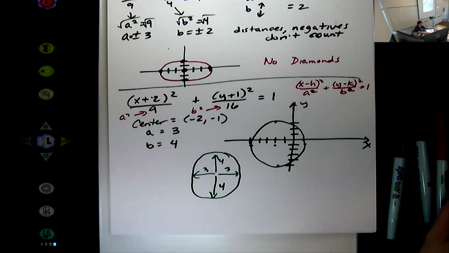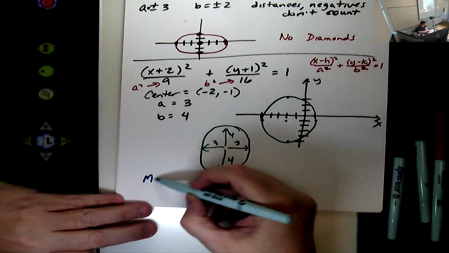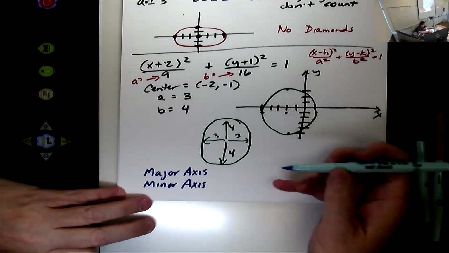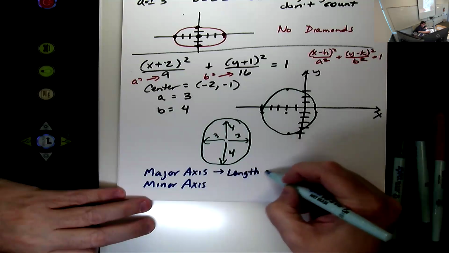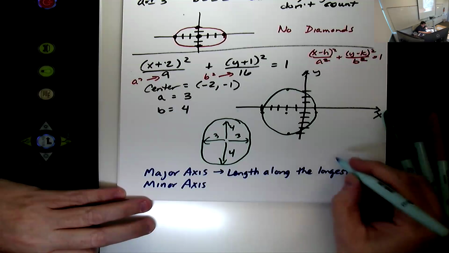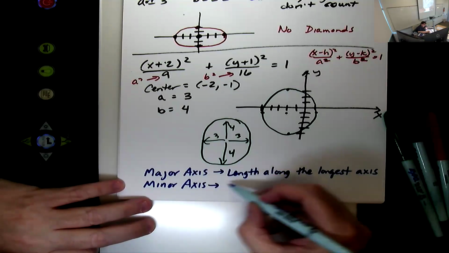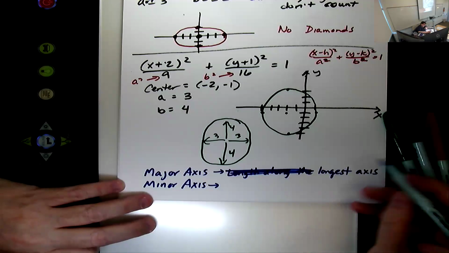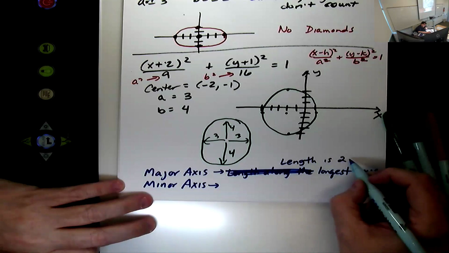Okay, so one other thing I want to point out that the other group didn't see is the concept of the major axis and the minor axis. So the major axis is the length along the longest axis. That's the longest axis. Its length is 2 times A or 2 times B.